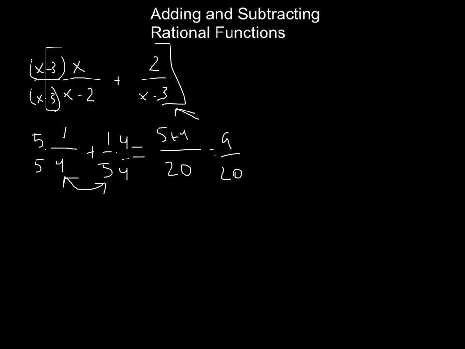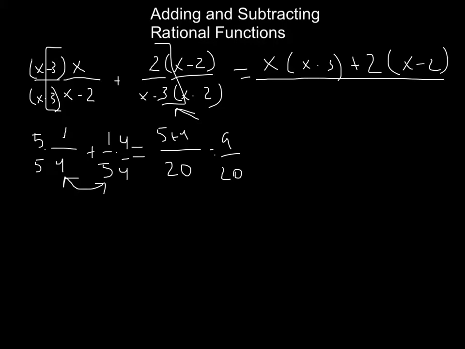Very important to keep it within the quantities. So we have x minus 2 over x minus 2. This will now equal x times x minus 3 plus 2 times x minus 2. And now that they're over the same denominator, x minus 3, x minus 2.